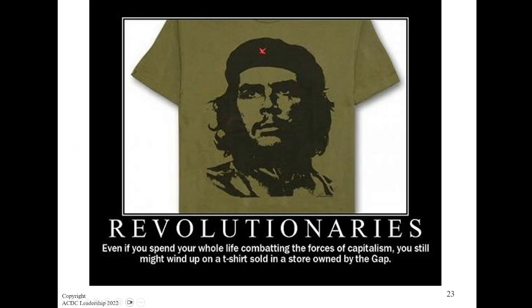So this is just a cool image I found, right? Even if you spend your whole life combating the forces of capitalism, you still might wind up on a t-shirt sold in a store owned by the Gap, right?